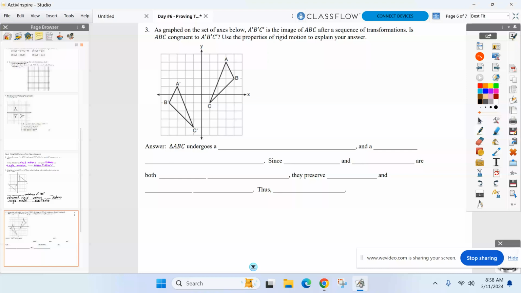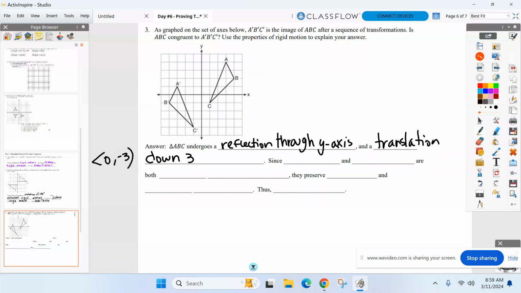So ABC undergoes a reflection over the, or through the y-axis, or over the y-axis. And a translation. Now, Lily gave it to me in words. You could also do it in our symbols too. It's a translation down 3. You guys also could have said, you know, down -3.